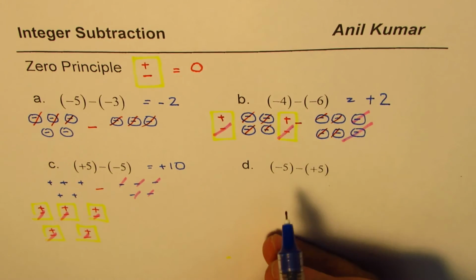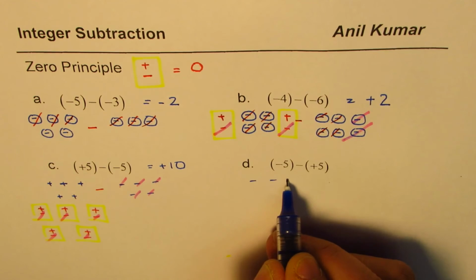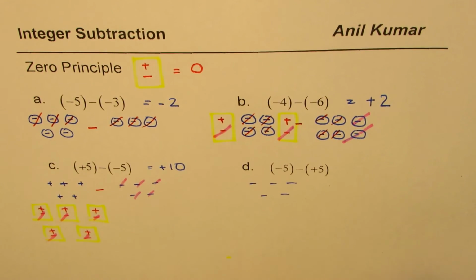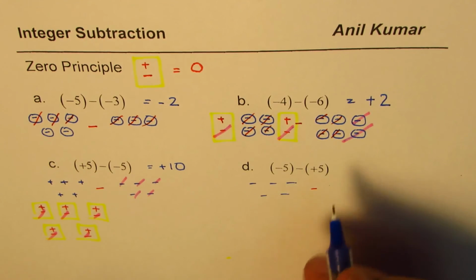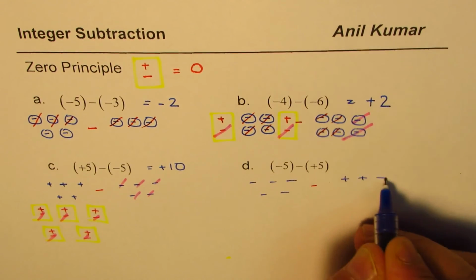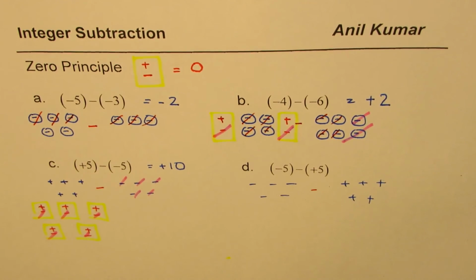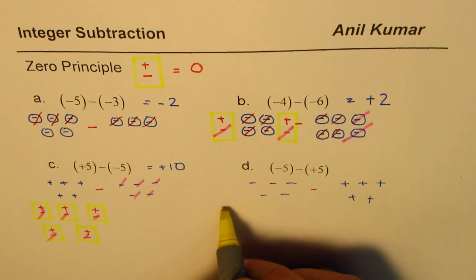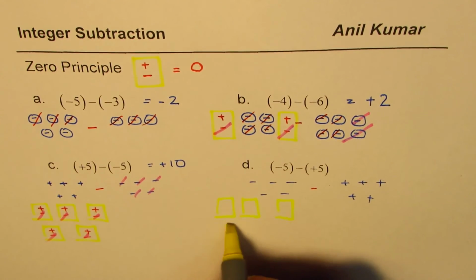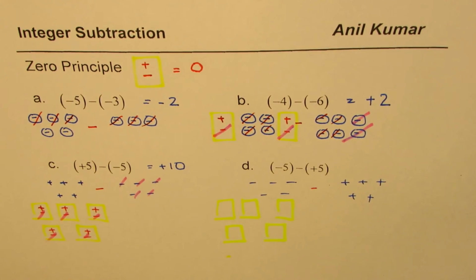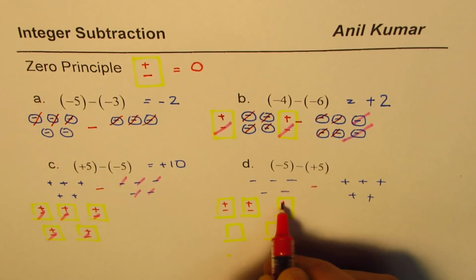You can actually pause the video and answer this one. We have minus 5. That means minus, minus, minus, minus, minus. 5 minuses, right? From this, we have to take away 5 positives. 1, 2, 3, 4, 5. Do we have any positive here? No. What should we do? We can add 5 zeros. 1, 2, 3, 4, 5. Zero means a combination of plus and minus, right?